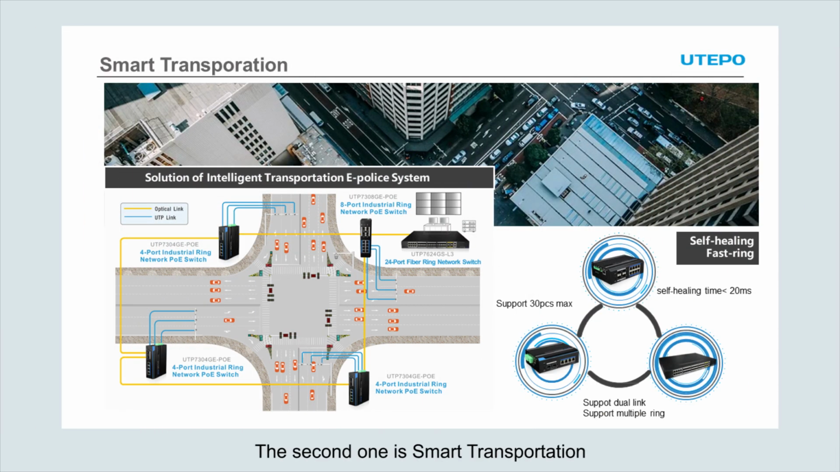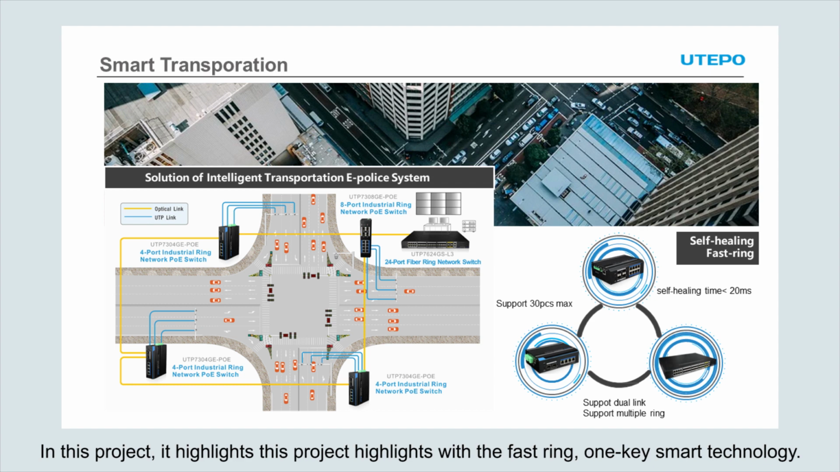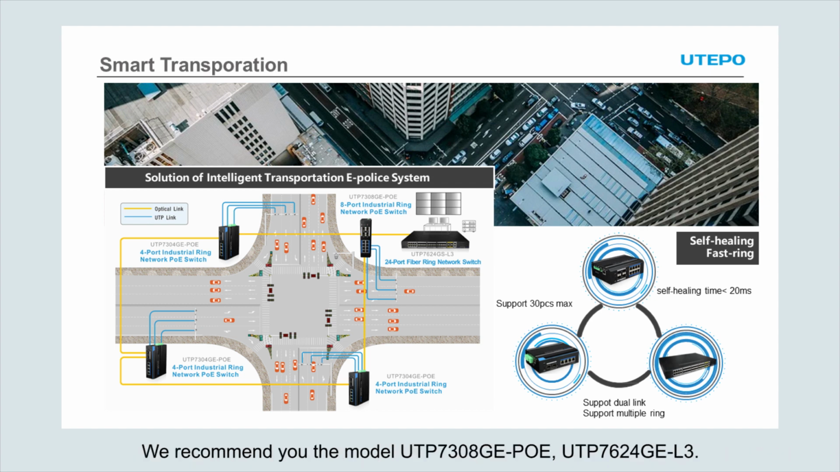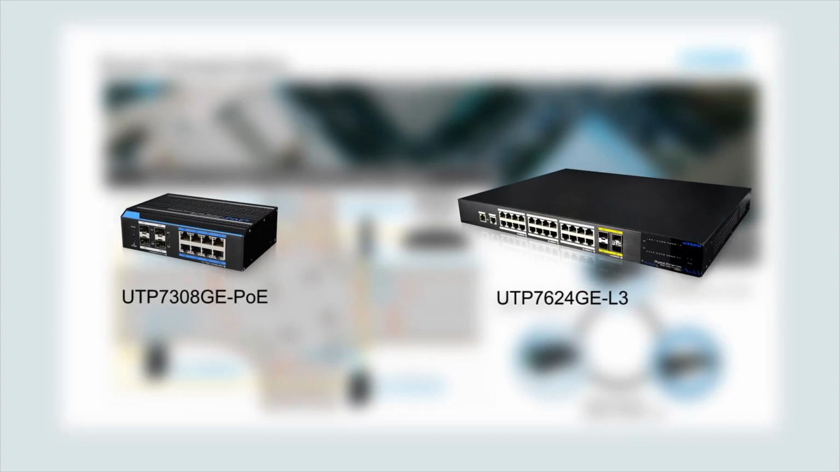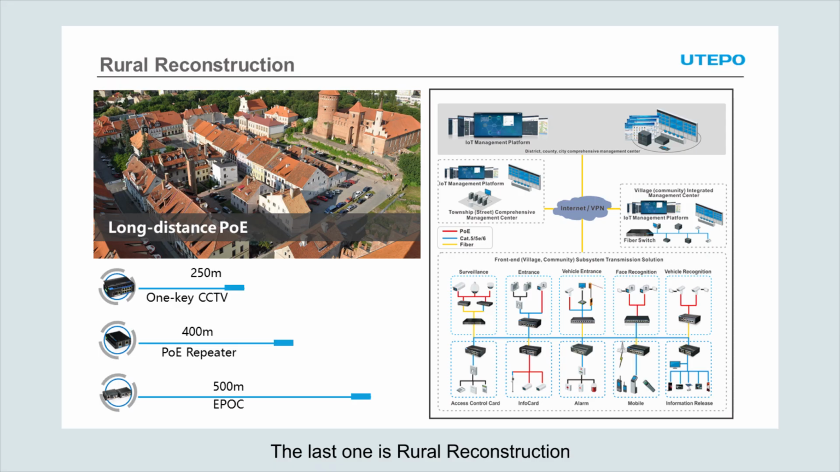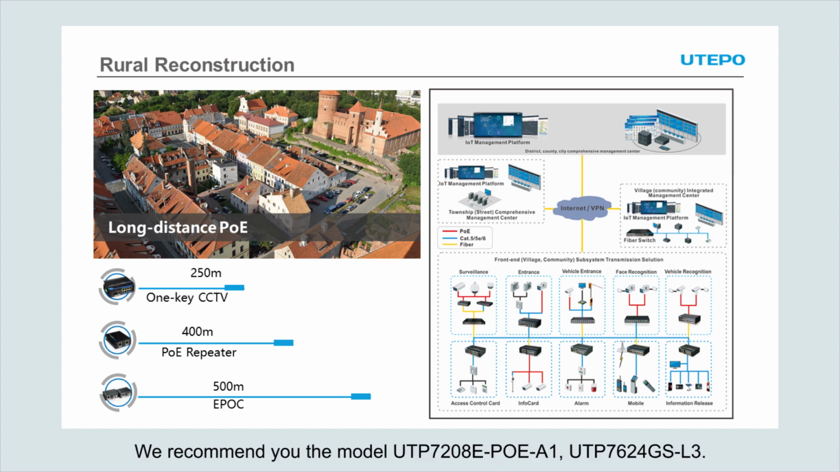The second one is Smart Transportation. In these projects, it highlights one-key smart technology, and we recommend the models as below. The last one is Rural Reconstruction. The PoE transmission distance reaches about 500 meters, and we recommend the models as below.